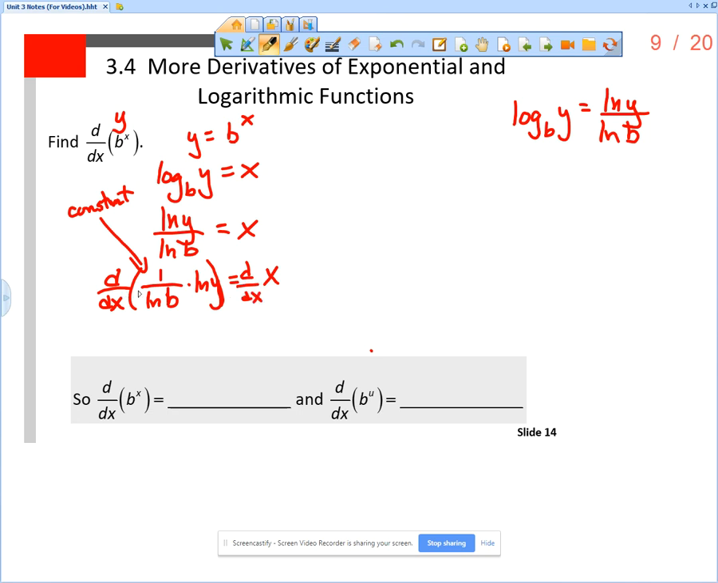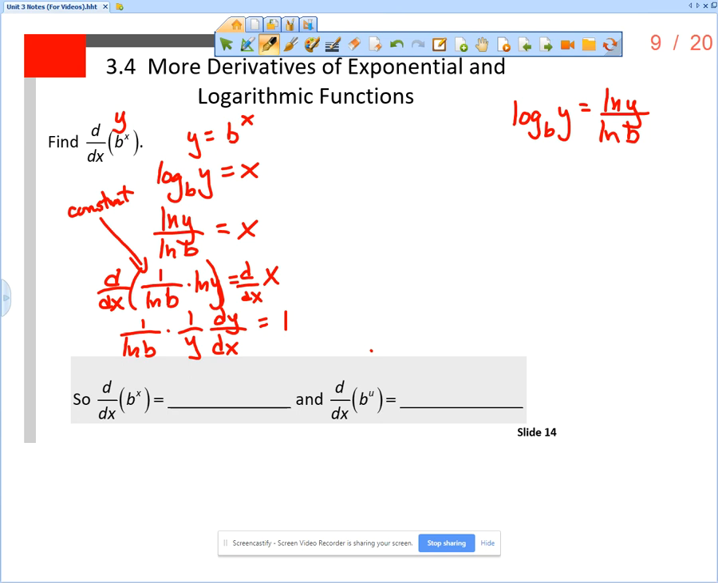what are we going to end up with? Well, we're going to end up with 1 over the natural log of b times the derivative of the natural log of y. What is the derivative of the natural log of y? It's 1 over y times dy/dx. Remember, we're taking the derivative with respect to x. Equals. Now, on the right side, dx is just 1.